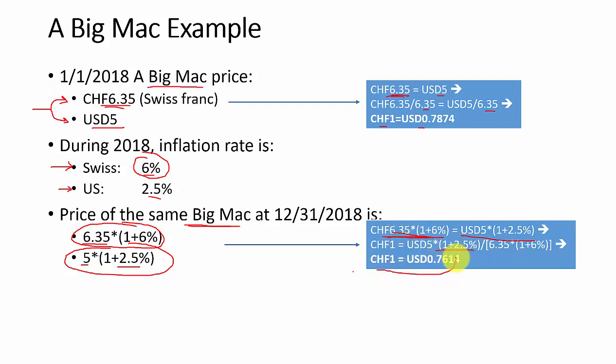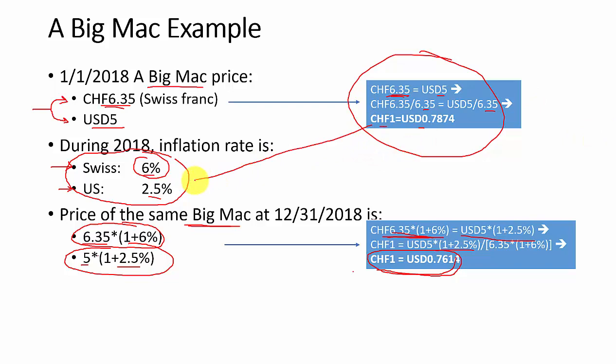And you do the calculation, and I do it for you. We will see that at the end of 2018, the Swiss franc exchange rate should be $0.7614. Okay, so here is the rate at the beginning, and here is the rate at the end. In the middle, we have inflation, right? So you connect those three pieces of information here. It tells us a few things.